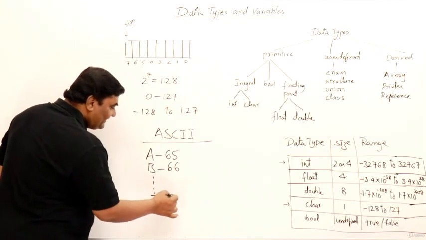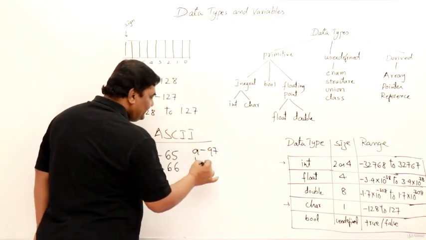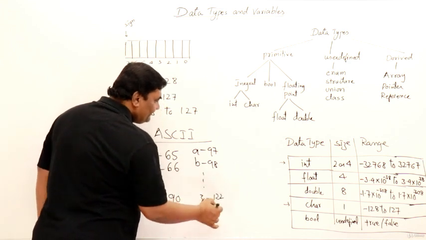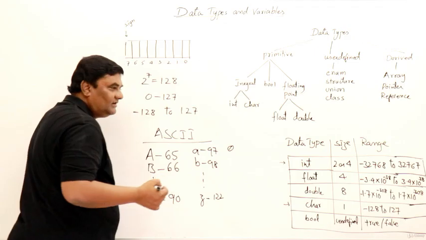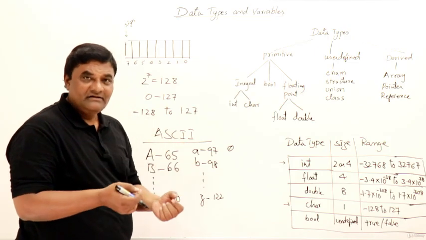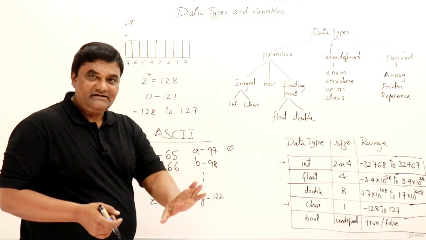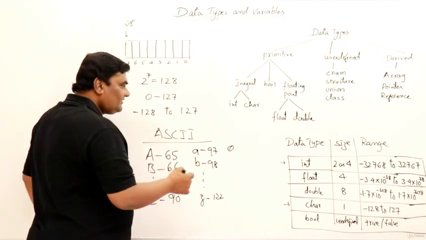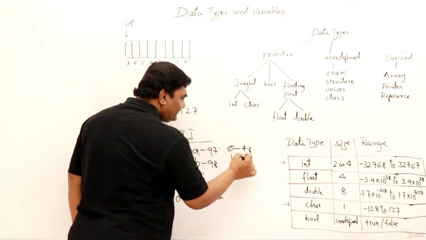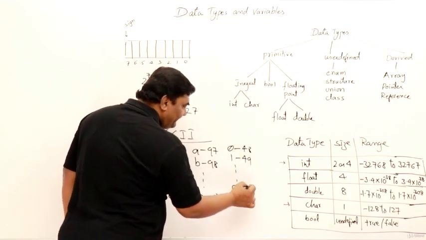Capital Z will be 90 and small a is 97 and small b is 98 and goes on. Small z is 122. And 0, the letter 0 on the keyboard, that is also a symbol, a character. We treat it as a number, we use it as a number, but everything on the keyboard is a character. So 0 is also a character. For that symbol 0, this is 48 and 1 is 49 and goes on. Last digit 9 is 57.